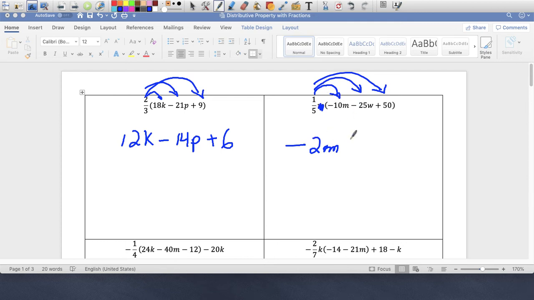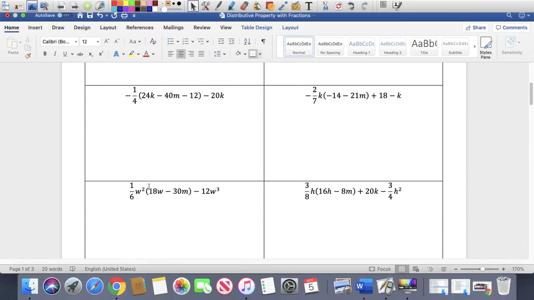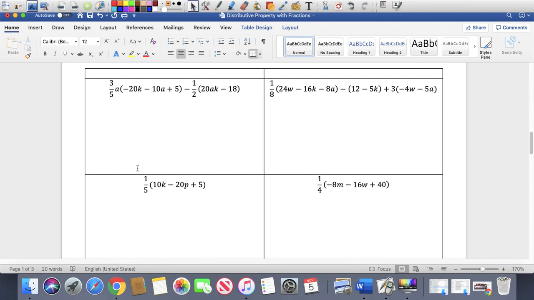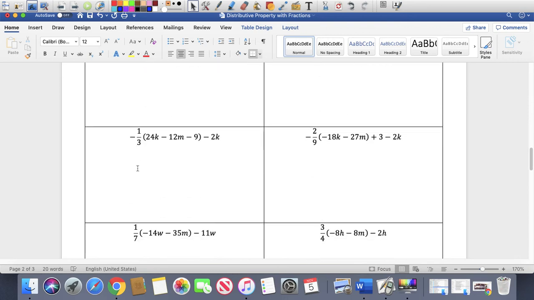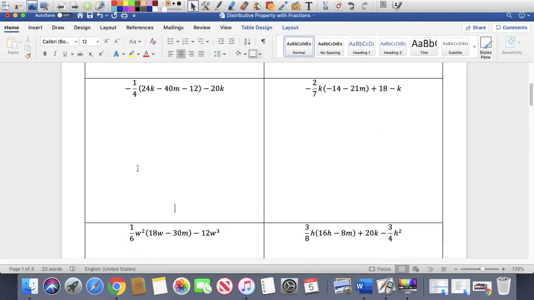Next one is a positive times a negative, which is a negative again. And 1/5 of 25 is 5w. And lastly, it's a positive times a positive, which is a positive, and 1/5 of 50 is 10. Again, nothing to combine, so I move on. Alright, so there's a little bit more to do over here. Is that the first page? Yeah, there's a little bit more to do here.